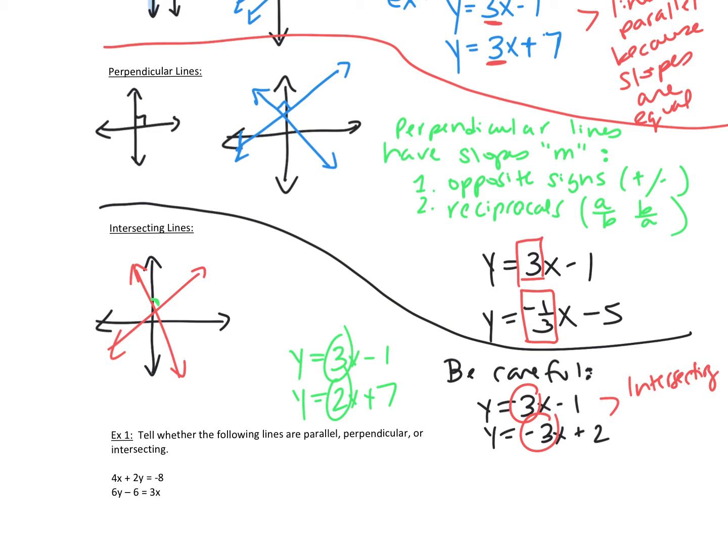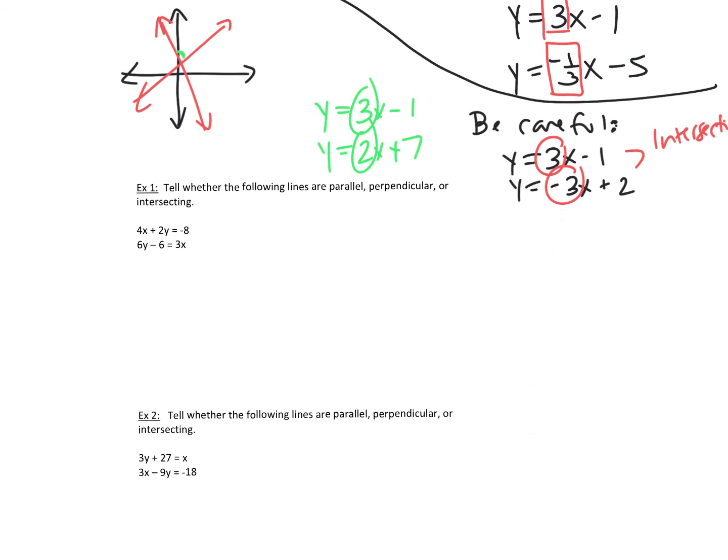They're just intersecting. On certain questions, like example 1, they'll ask you to tell whether the following lines are parallel, perpendicular, or intersecting. Sometimes the wording will be a little different. Sometimes it will say parallel, perpendicular, or neither, neither meaning they're not parallel or perpendicular. Your strategy is to convert to slope-intercept form. Convert each equation into y equals mx plus b so that you can look at their slopes. And then you can compare.